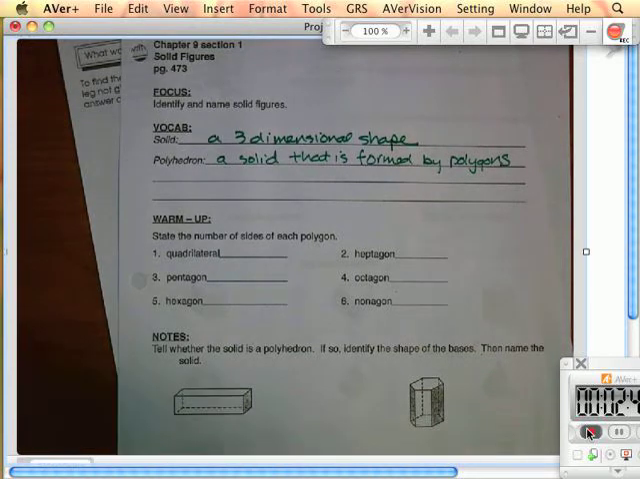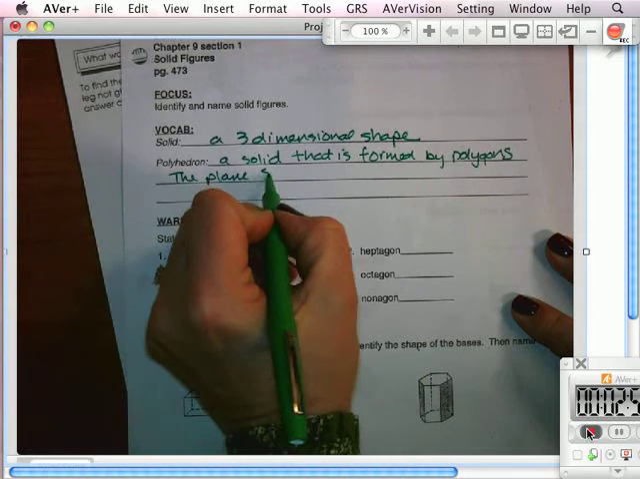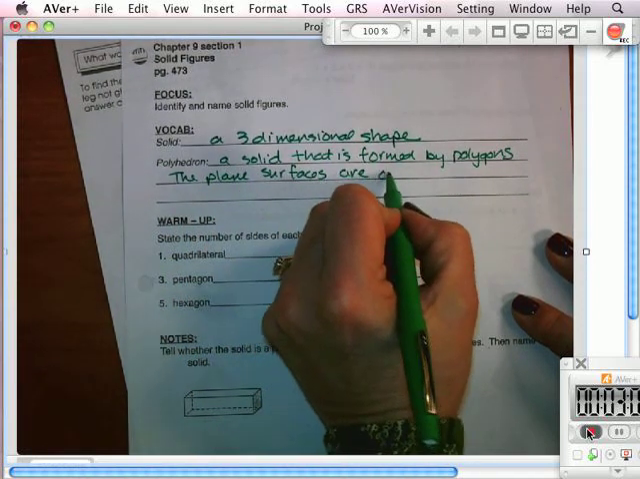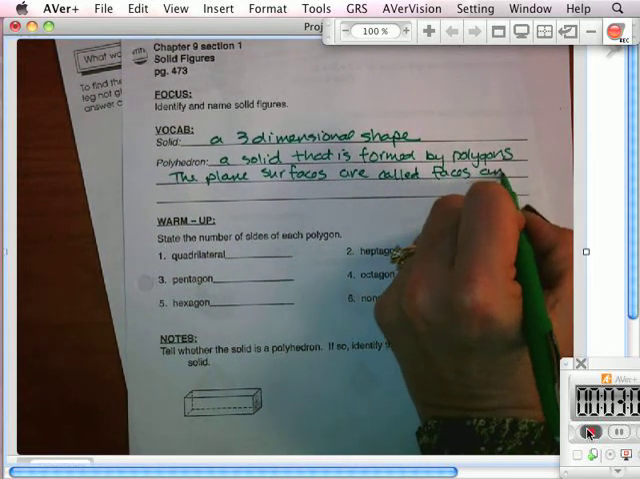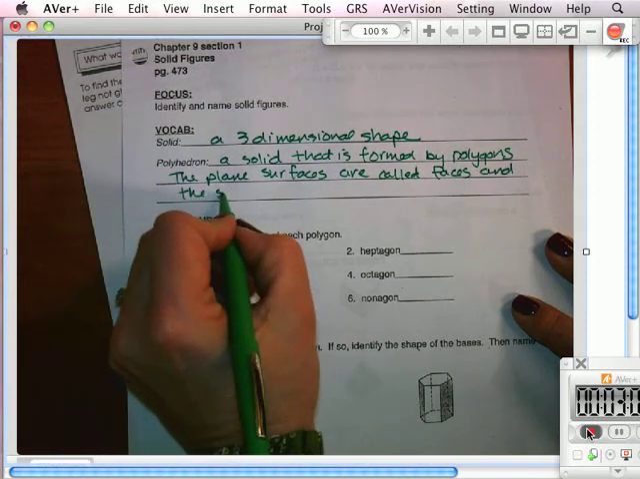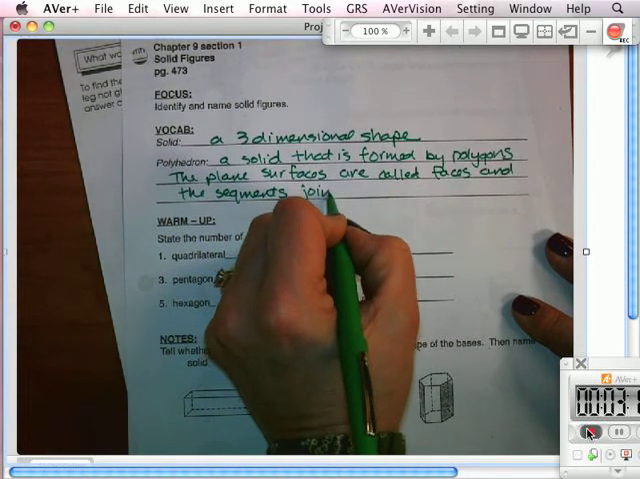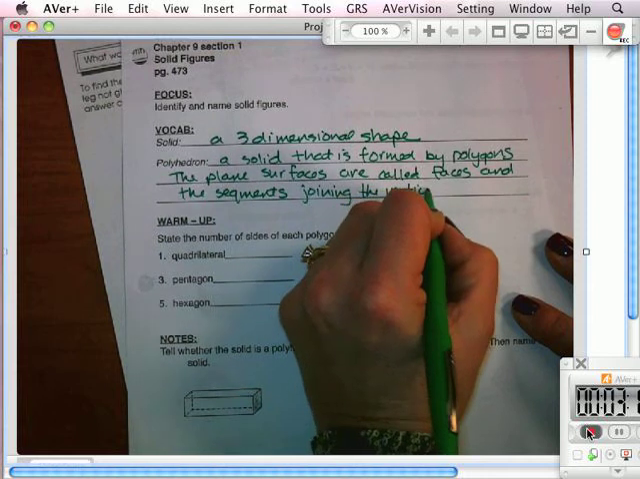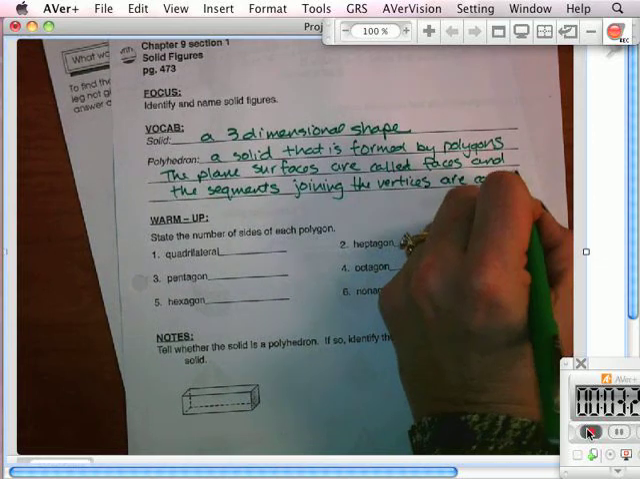All right, there's more. You ready? The plane surfaces, that's the flat surfaces, are called faces, and the segments joining the vertices, I know there's a lot of words in here, we're going to go over it, are called edges.